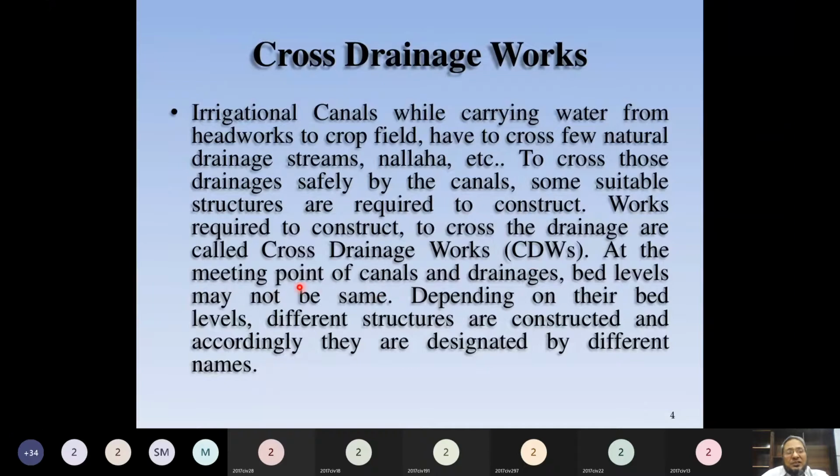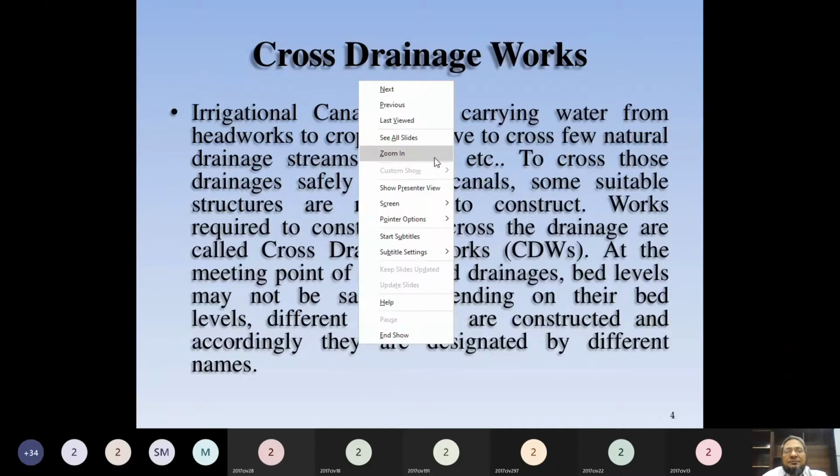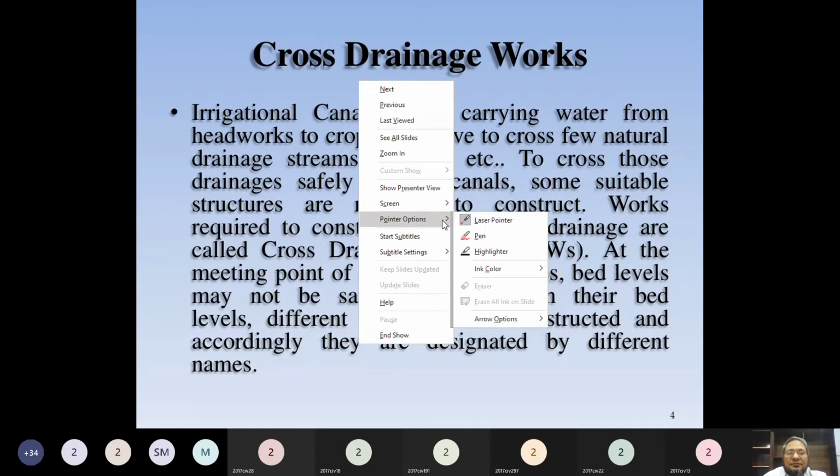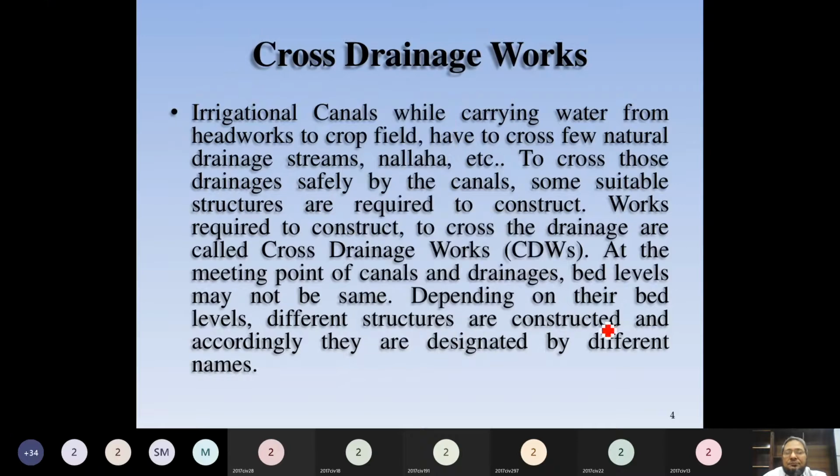At the meeting point, the crossing point of canals and drainages, bed levels may not be the same, or may be the same. Depending on their bed levels, different structures are constructed and accordingly they are designated by different names. So what is the most important thing? Bed levels. Bed levels are very important. What is the bed level of the canal? What is the bed level of the stream or river? So depending on that, we have many types of cross drainage structures.